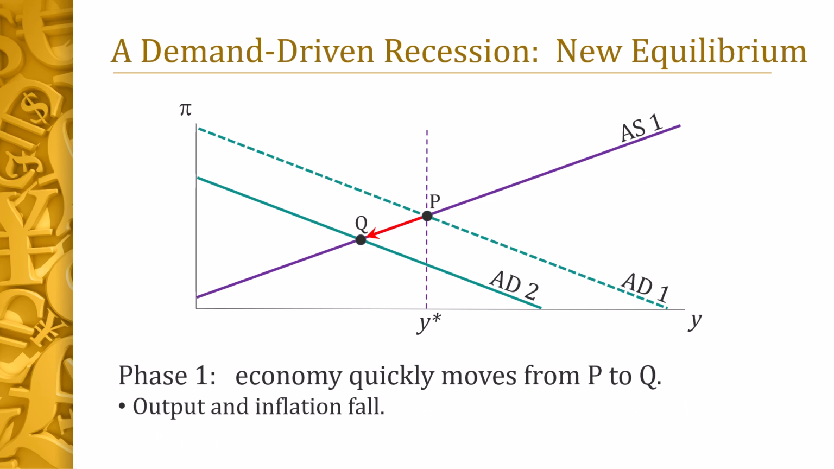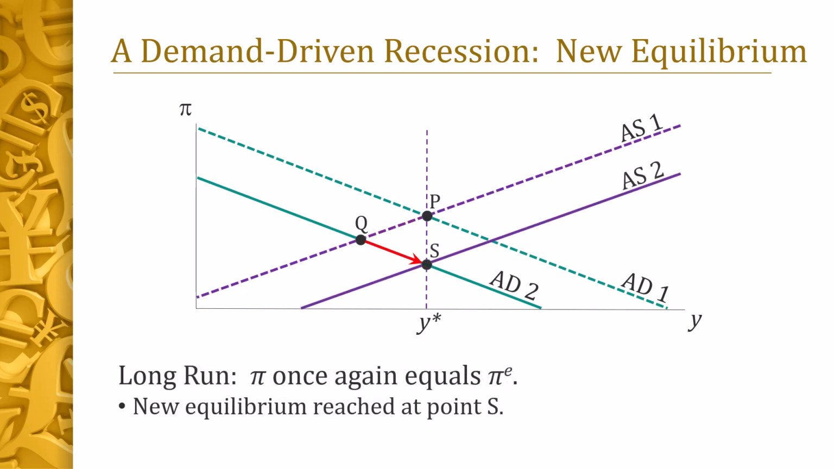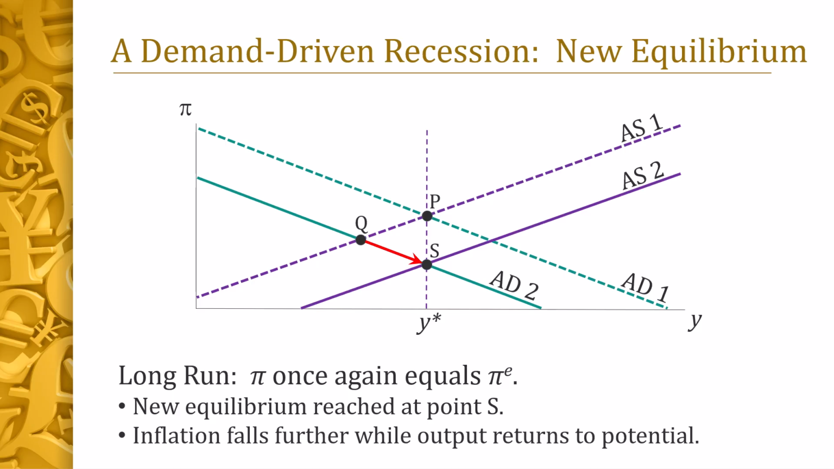Summarizing, a bad demand shock first moves the economy quickly to point Q. This initial phase involves declines in both inflation and output. As inflationary expectations fall, the economy then gradually travels down the AD2 curve until it reaches point S. During this recovery phase, inflation falls further, but output Y grows until it once again equals potential output.